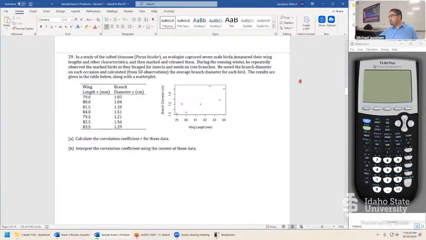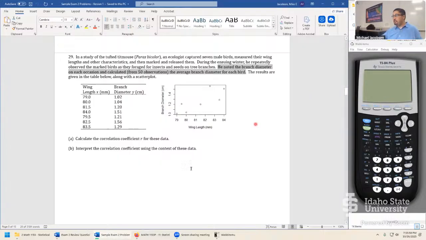The ecologist captured 7 male birds, measured their wing lengths and other characteristics, then marked and released them. It said next, during the ensuing winter, he repeatedly observed the marked birds as they foraged for insects and seeds on the tree branches. So this person is just bird watching all day, it seems like, but probably has assistants as well. He noted the branch diameter on each occasion and calculated from 50 observations, average branch diameter for each bird. So this is an enormous undertaking.